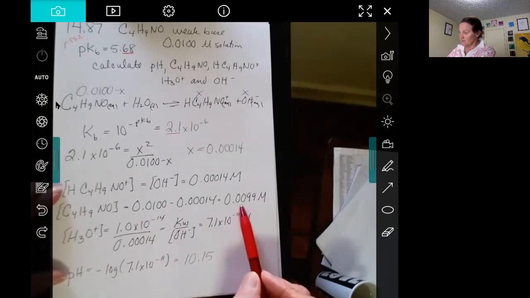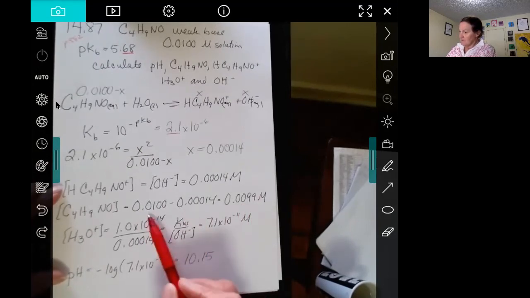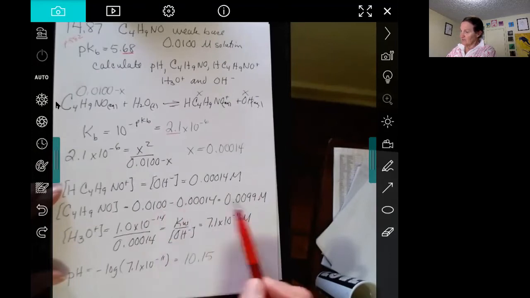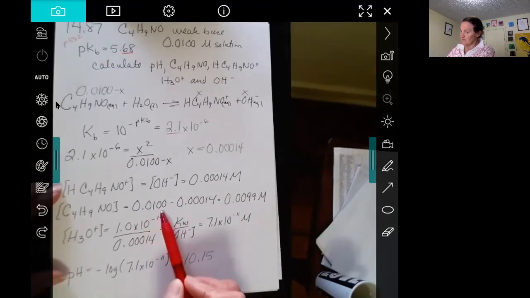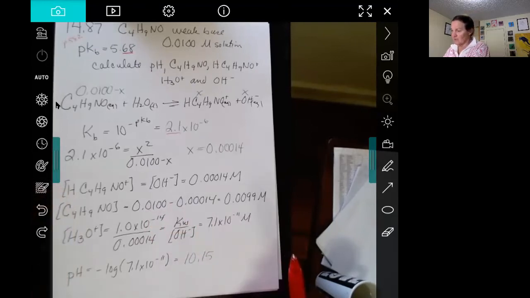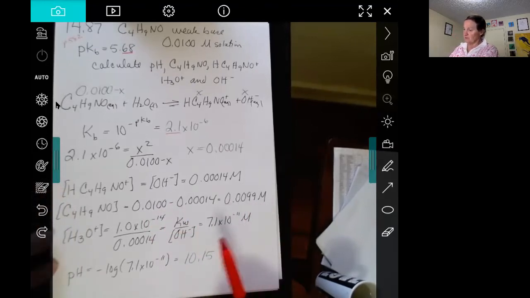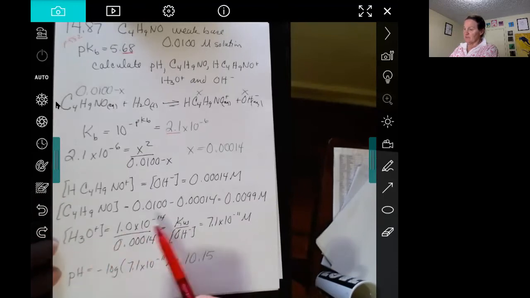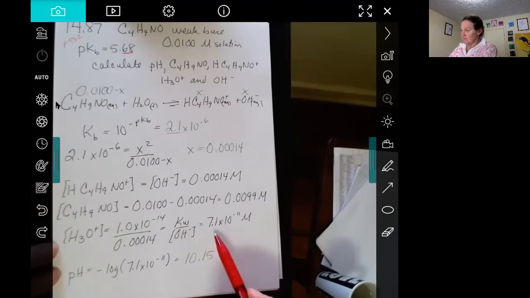So I end up with 0.0099. And that only can have 4 digits to the right of the decimal because of subtraction. So even though this had 5, I don't know the 5th one here, so it has to be rounded to 4. The H3O+ concentration is Kw over OH minus. So I get 7.1 times 10 to the minus 11.